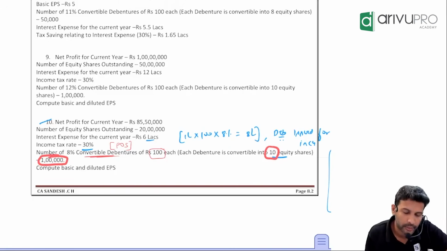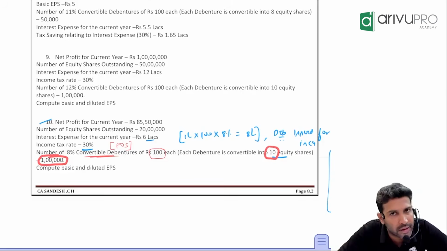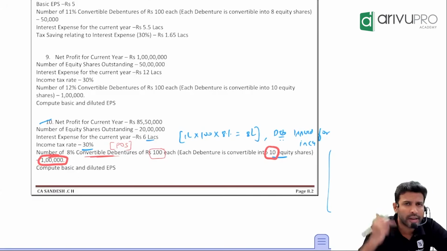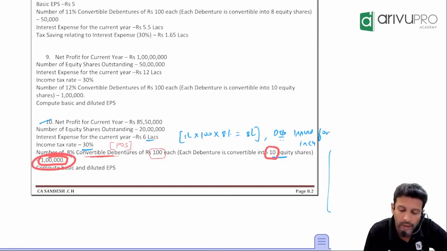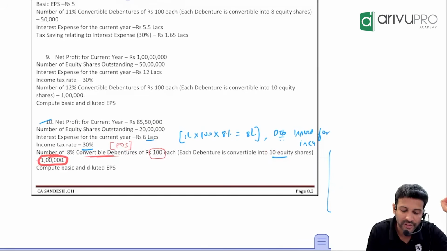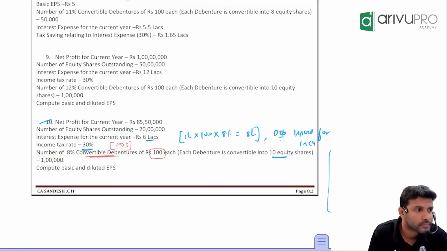In regular class, I always used to tell you to always check the interest calculation. Interest is always calculated on face value. How many debentures? 1 lakh. Each face value 100. Multiply, that is 1 crore, the total face value of the debentures. What percentage interest does it carry? 8%. So multiply by 8%. 8 lakh should be your interest expense.